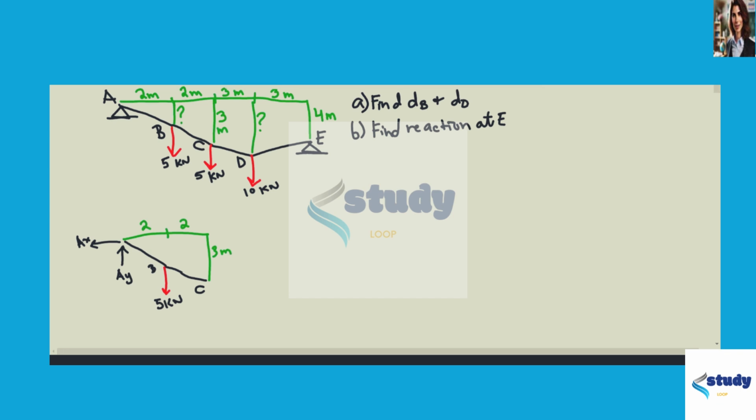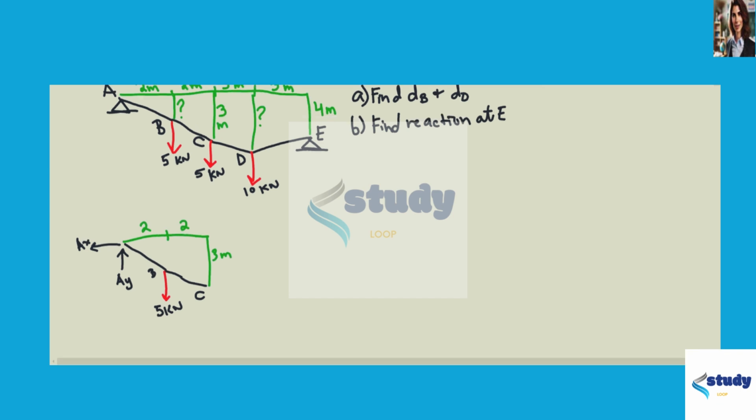This is problem 97 of chapter 7.4 of Vector Mechanics for Engineers, Statics and Dynamics. In this problem, there's a cable stretching from A to E. There is a load applied at B, which is 5 kilonewtons, at C, which is also 5 kilonewtons, and at D, which is 10 kilonewtons.